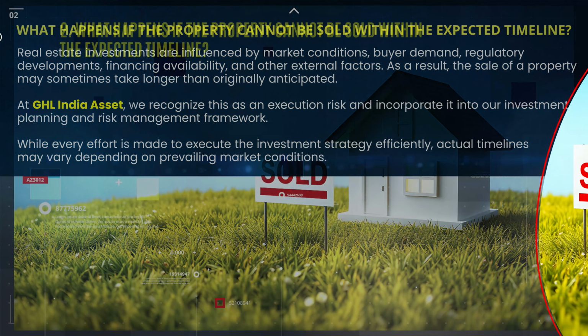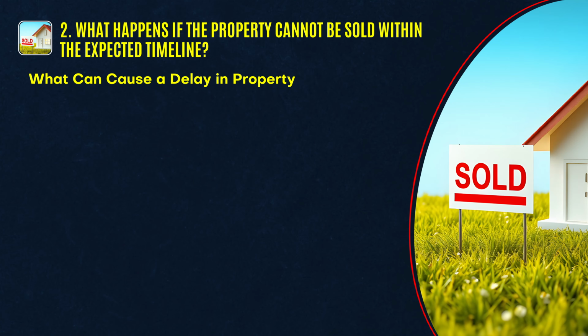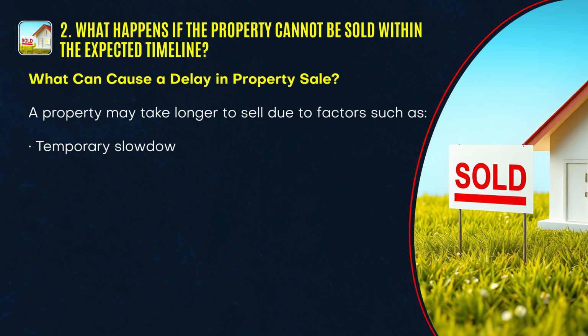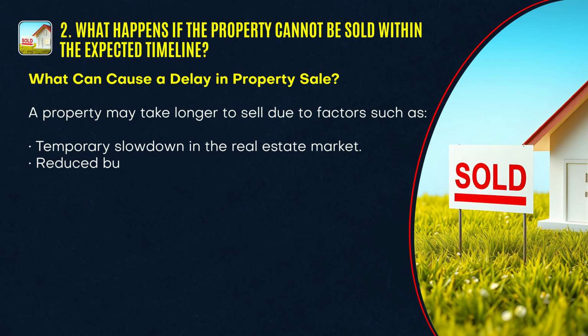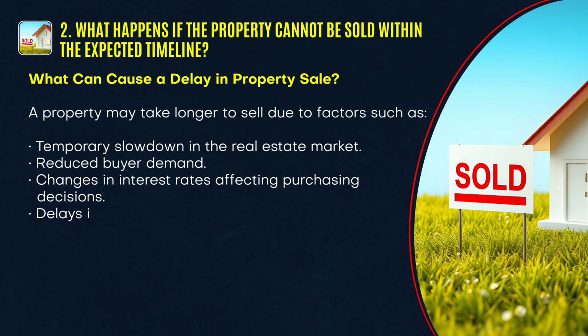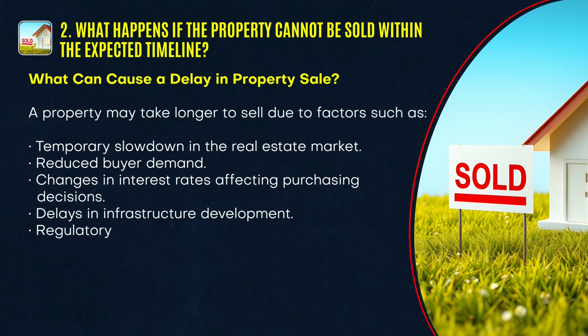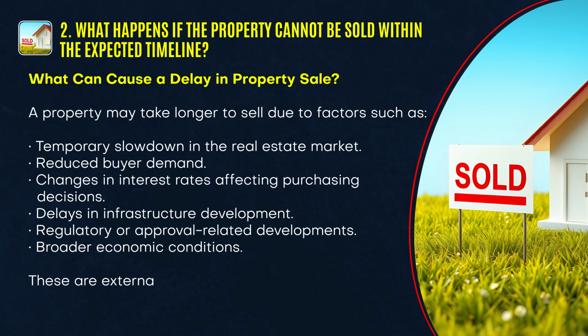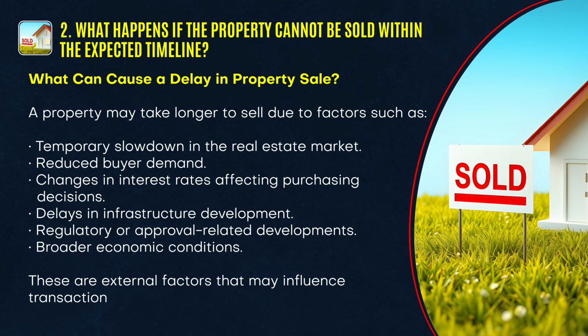What can cause a delay in property sale? A property may take longer to sell due to factors such as temporary slowdown in the real estate market, reduced buyer demand, changes in interest rates affecting purchasing decisions, delays in infrastructure development, regulatory or approval-related developments, broader economic conditions. These are external factors that may influence transaction timelines.